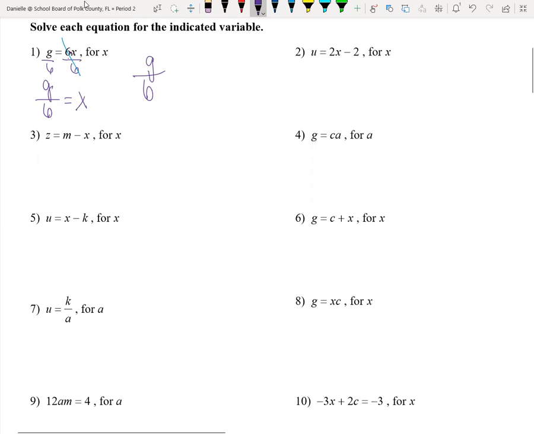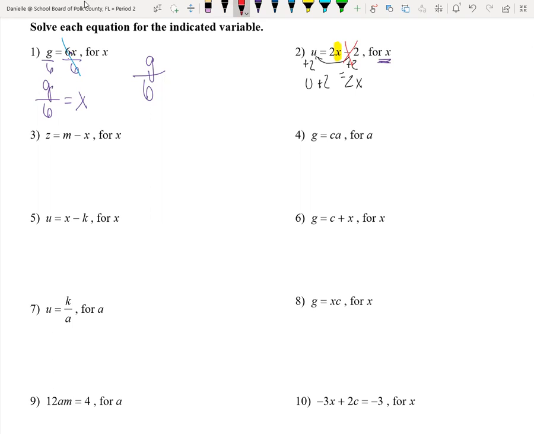When we move on to the next one, again, we are solving for x, so I want it to say x equals. I need to get everything away from my x, which means the first thing I personally want to move is my -2, because it's easier to move stuff that is not connected to the x first. So first we go with addition and subtraction. And the opposite of subtraction is addition, so we plus 2 on each side. These 2's cancel out, and I now have u plus 2 equals 2x.